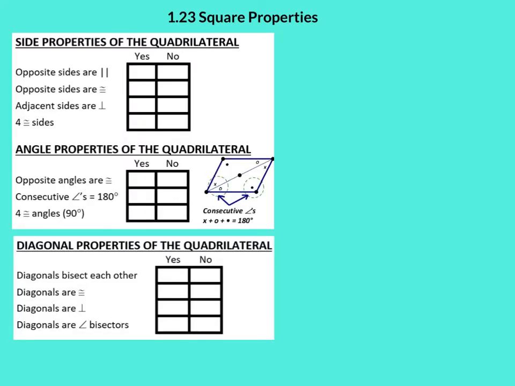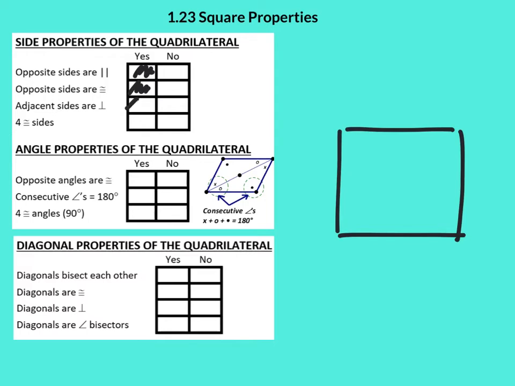The square is a fun one to look at, and you'll see why in a minute. But here's our square. Because it's a type of parallelogram, opposite sides are parallel, opposite sides are equal, adjacent sides are perpendicular to each other, and all 4 sides are equal. Opposite angles are equal, yes. Consecutives add to 180, yes. 4 equal angles, yes. How cool is this?